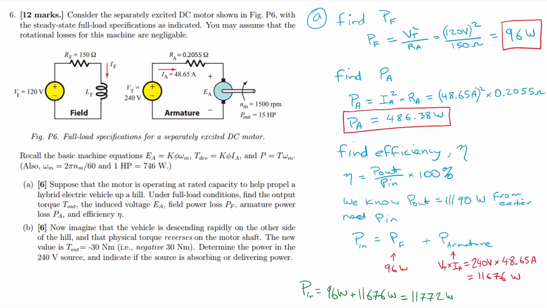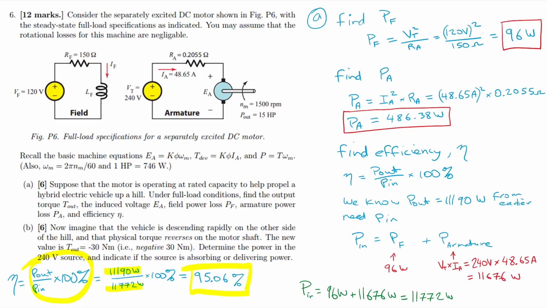So now we know both the power out and the power in, and our next step is to apply our formula. P out divided by P in times 100% is the formula for efficiency. We plug in the numbers we found for P out and P in, and we get an efficiency of 95.06%. So that is our final result for part A.